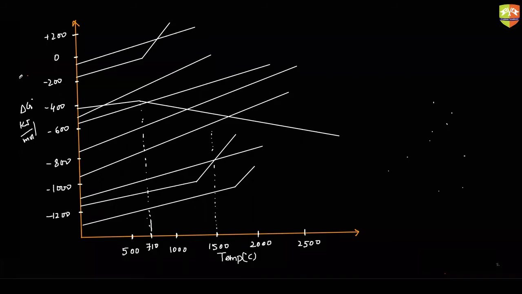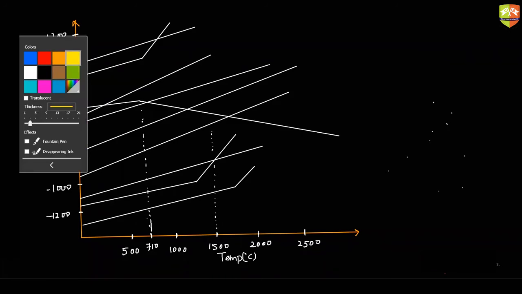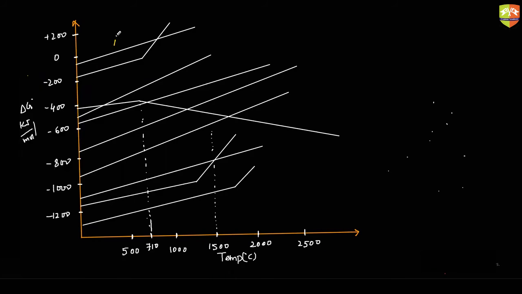This is the graph we have. This graph is for silver, Ag, the first one. This is Hg. This graph is for C plus O2 gives CO2.